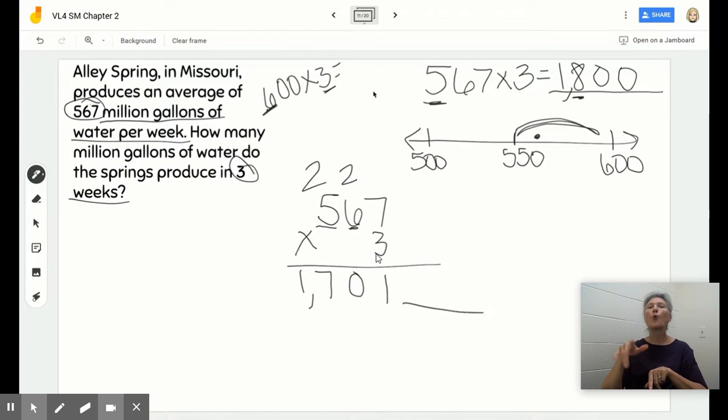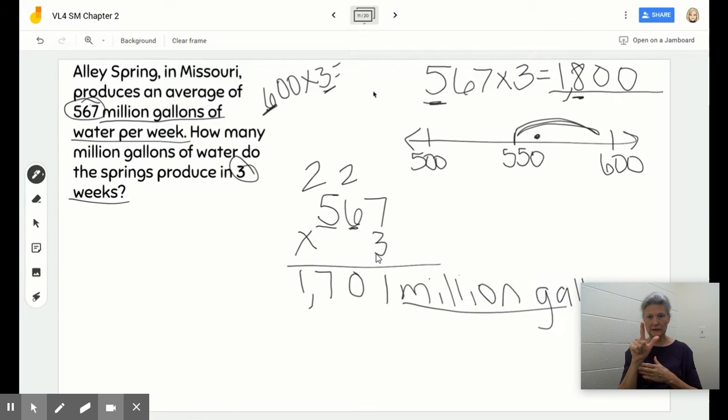We are not finished yet, folks. We need to write down our unit. So let's go back into our word problem and reread the question it's asking us. How many million gallons of water do the springs produce in 3 weeks? They produce 1,701 million gallons. This is a long one, of water.